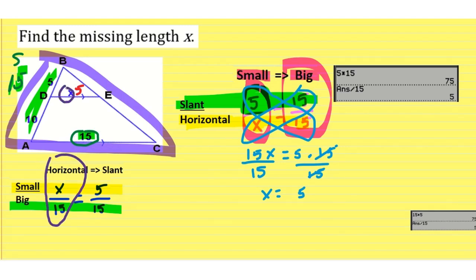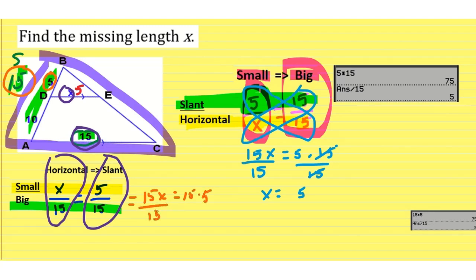The x is a horizontal number. The 15 is a horizontal number. And the slanted numbers are 5 and 15 for the big triangle. But when we cross multiply this set of ratios that are equal to each other, we still end up with 15x equal to 15 times 5. We still divide out the 15, and we cancel out the 15s. All the 15s go away. So x is still equal to 5.